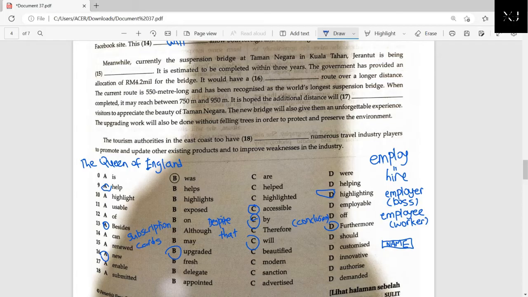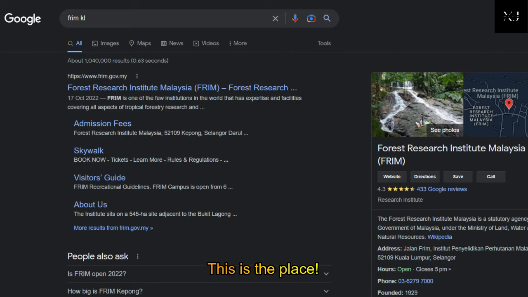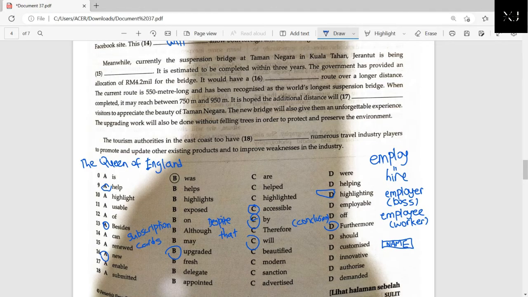Have you guys been to Taman Negara? Honestly, I don't think I've been to Taman Negara, but I've been to one of the forest reservations in KL. I think it's called FRIM, is it? Back when I was 15 years old. It's quite some time ago, so I can't really remember the name of the park anymore. I mean the forest reservation land.